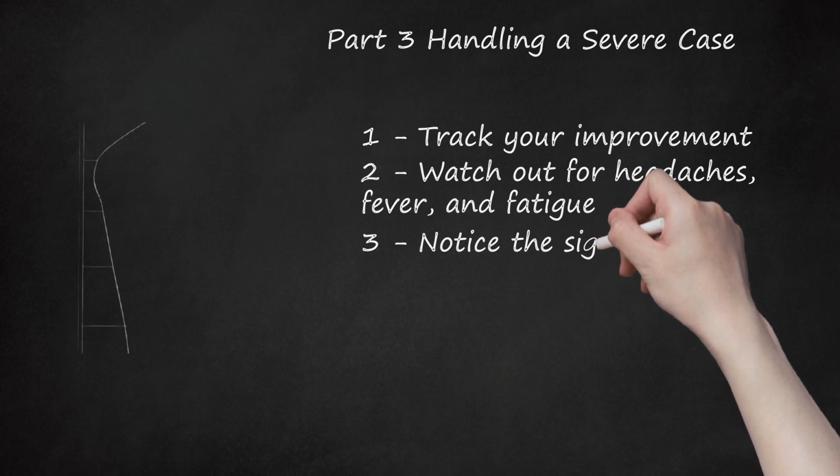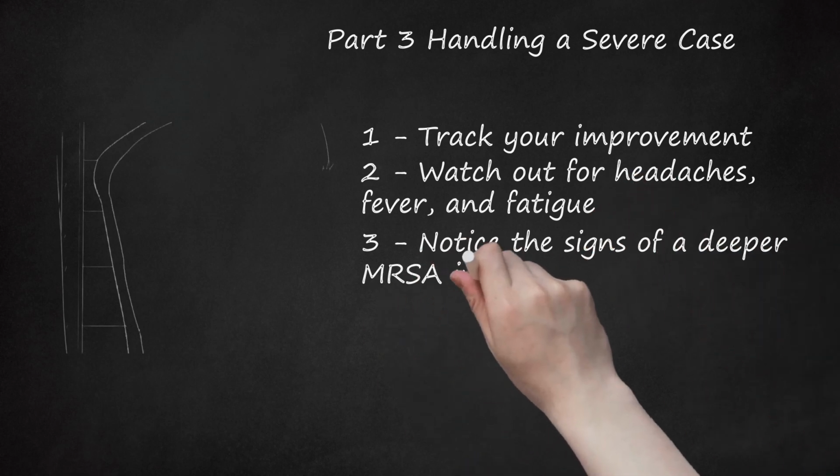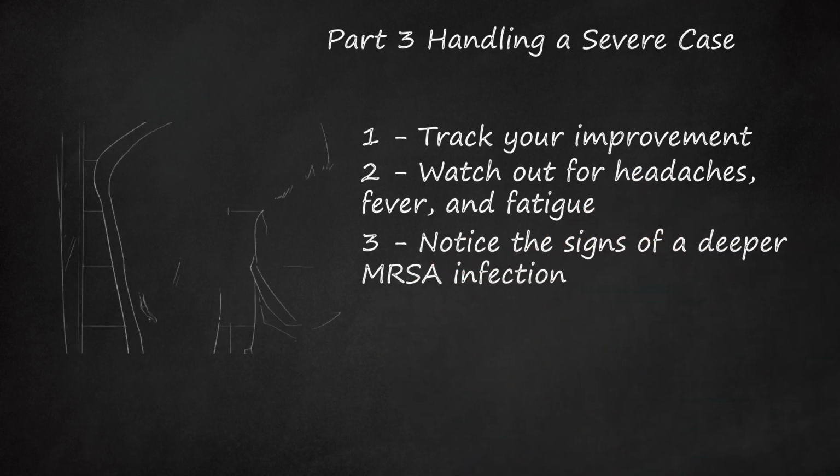3. Notice the signs of a deeper MRSA infection. As the infection spreads through your body, it can choke the lungs, inflame your urinary tract, and even begin to eat your flesh. Untreated MRSA can result in necrotizing fasciitis, a rare but horrific flesh-eating disease.